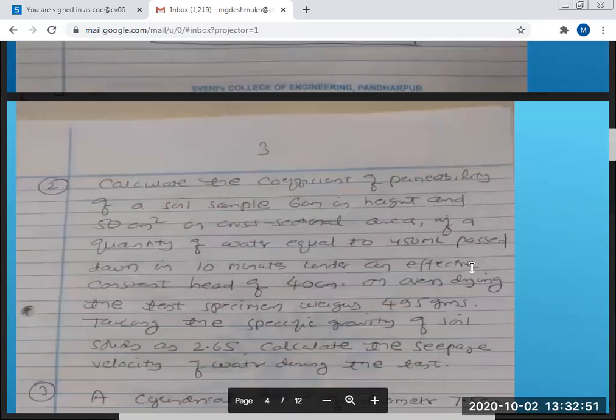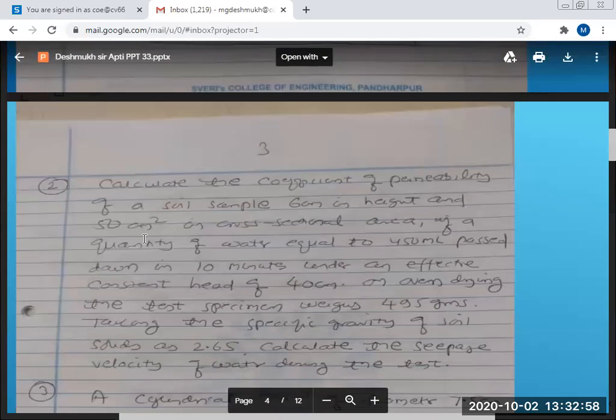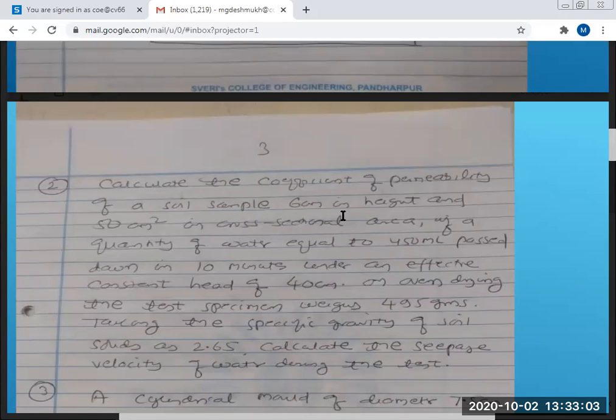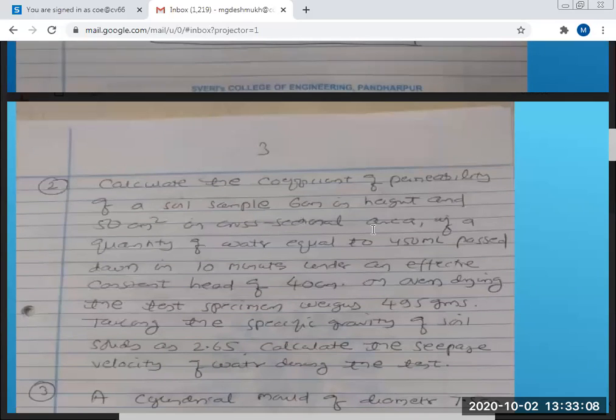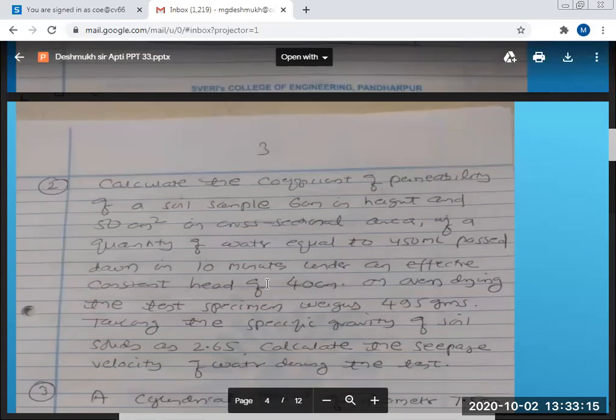एक सेम प्रॉब्लम है, आप लोग करके बताओ मेरे को. Everybody has to do it, everything is same, only data has been changed. Calculate the coefficient of permeability of a soil sample 6 centimeter in height and 50 centimeter square in cross sectional area. सेम है, हाइट और एरिया तो सेम है. If a quantity of water equal to 450 ml, ये 430 की जगह 450 ml passed down in 10 minutes under an effective head of 40 centimeters, सब डाटा यहाँ पर थोड़ा बहुत चेंज किया, वही पूछा.